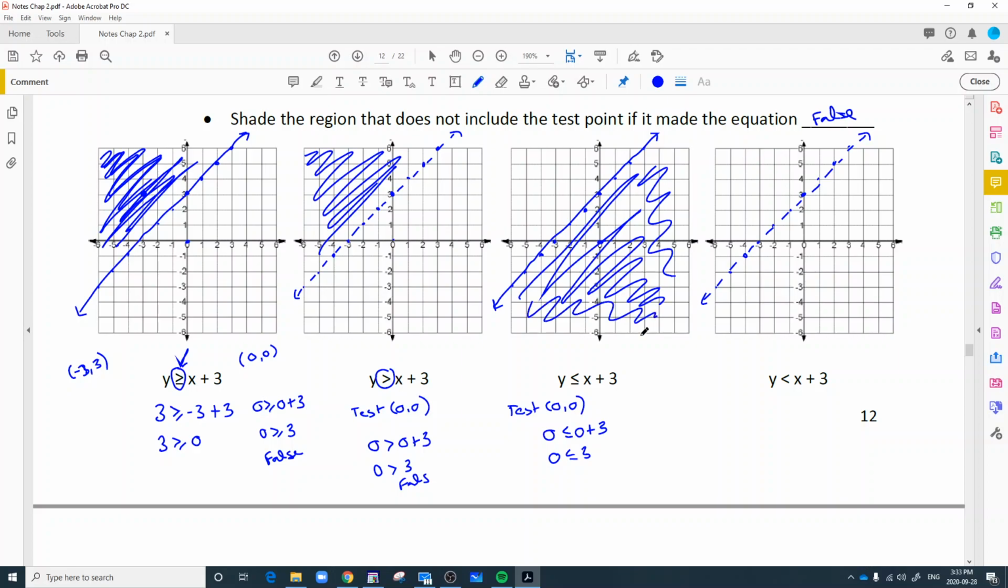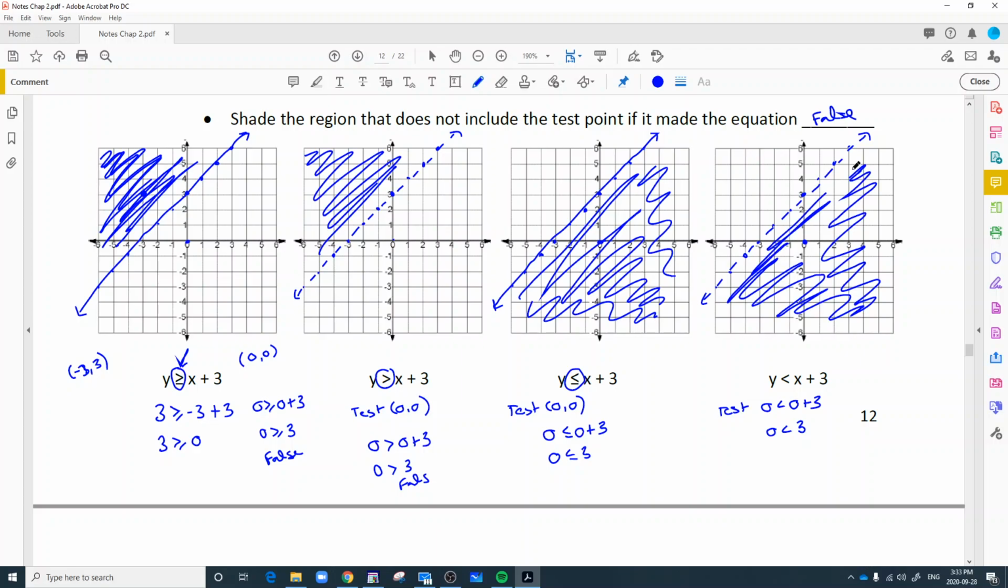And did that work with my shortcut? And because it's less than, I shaded below, so I'm all good. And then it should be the same for this one, because that point 0, 0 is still less than. 0 is less than 3, so this point here worked. It is less than, it is below, and I'm going to shade this side. And that's all there is to these.